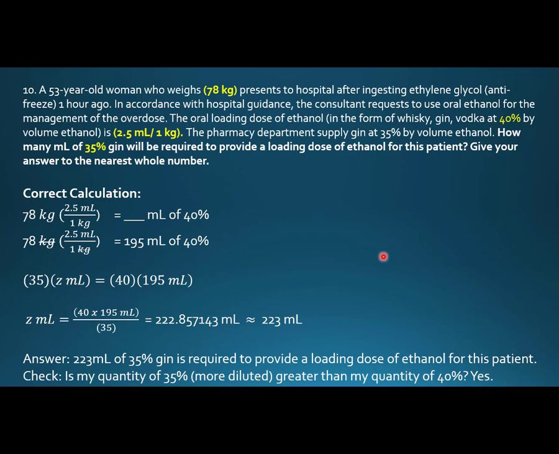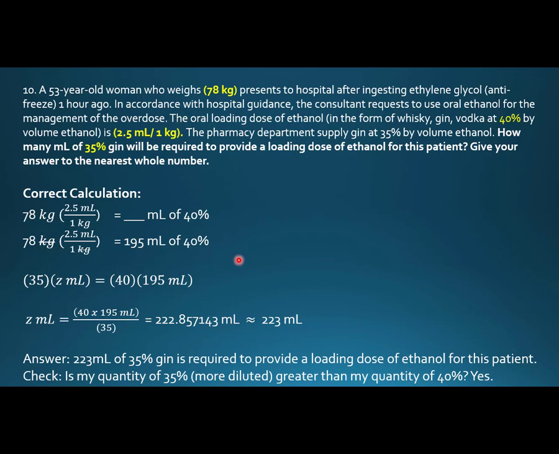The first thing you should think is, I've got to figure out what it would have been at 40%. If we had the brand that we really could have used or wanted, then let's just figure out what that would have been. So we see that we have certain mLs of 40%. mLs goes on top. Kilograms we've got to get rid of. So 78 kilograms and 1 kilogram are diagonal to each other. We get rid of those units. We're left with 195 mLs of 40%.